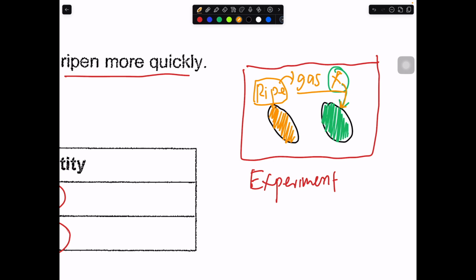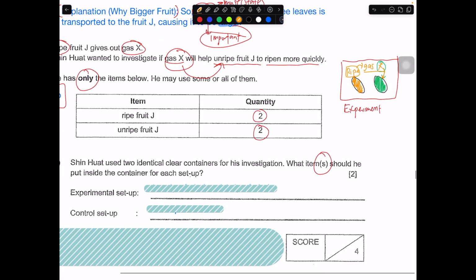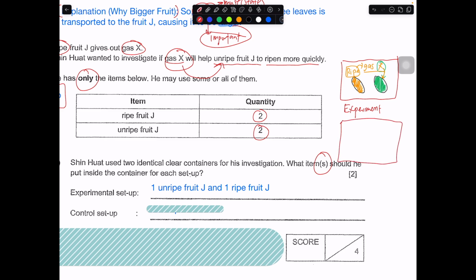Is this the case? Is this what will happen? So in this case, your experiment will have one unripe and one ripe fruit J. Then what about your control setup? Your control setup is for you to compare and confirm. So in this case, you should only have the unripe fruit J. Don't have a ripe fruit, because you don't want gas X to influence the ripeness of the fruit. So no ripe fruit inside. In this case, it will be one unripe fruit J.